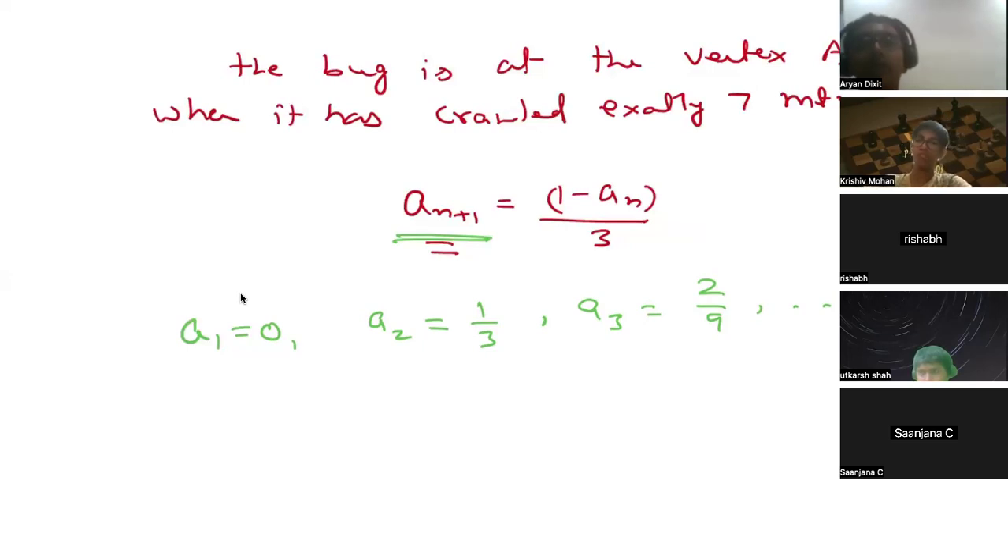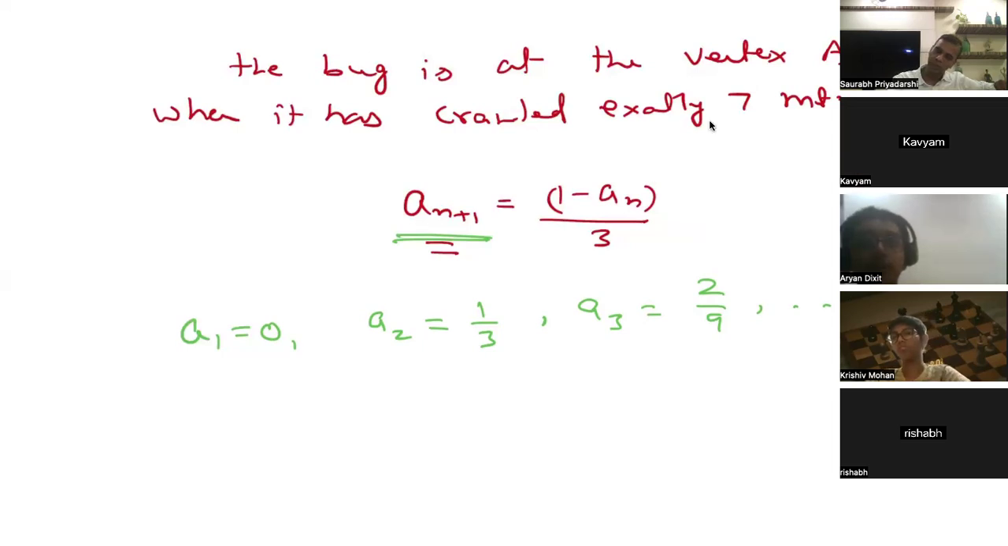So why did you take 1 minus An by 3? I just took An by 3 because in the previous turn, the bug would be at... what are you defining as An? What is An? The probability that the bug reaches a spot A after n moves. What is spot?